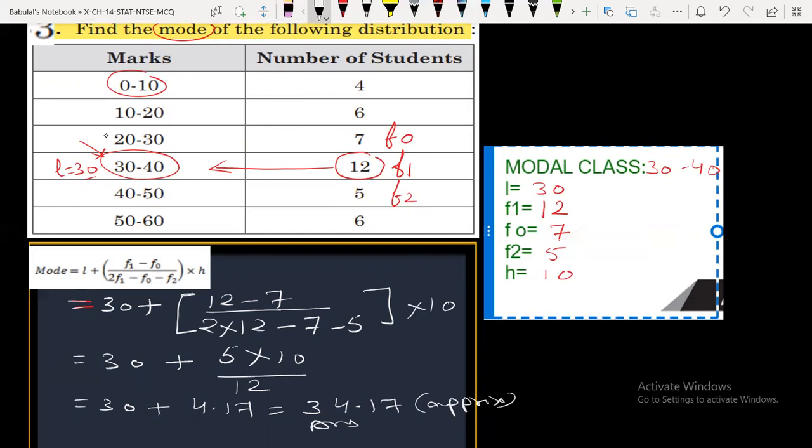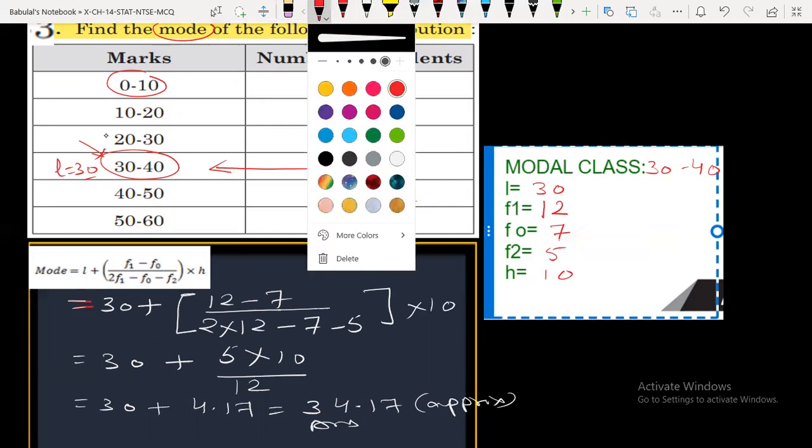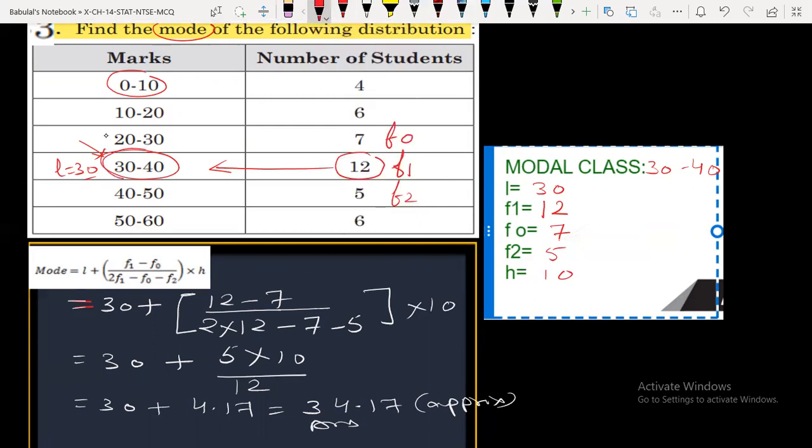स्टूडेंट, जब हम कहते हैं कि मॉडल क्लास हमारा 30 to 40 है, इसका मतलब मोड हमारा इसी बीच में आएगा. मोड कैन नॉट बी लेस देन द लोअर लिमिट, कैन नॉट बी मोर देन द अपर लिमिट. जो मोड हमारा 30 और 40 के बीच में ही आना चाहिए. So what is the mode of the given data? That is 34.17 is the answer. इस फॉर्मूला को आप लिख के बहुत बार आप प्रैक्टिस करिएगा प्लीज. And now we move on to the next question.